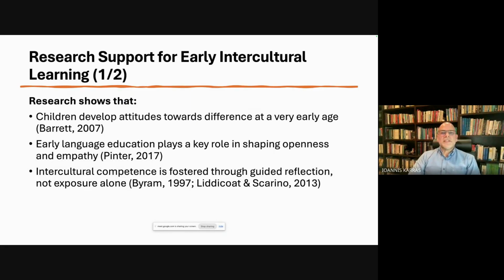So since we're focusing on young learners, I'm just showing you some indicative literature on the importance of early intercultural learning. Research shows that children develop attitudes towards difference at a very early age. Early language education plays a key role in shaping openness and empathy, and openness and empathy are key concepts in intercultural awareness and intercultural competence. Intercultural competence is fostered through guided reflection, not just exposure alone. So just exposing students to cultural input without guided reflection, I don't think it's going to take us very far, okay? Because if we deal with culture at a very superficial level, then I don't think we're giving our young learners the full chance to reflect.